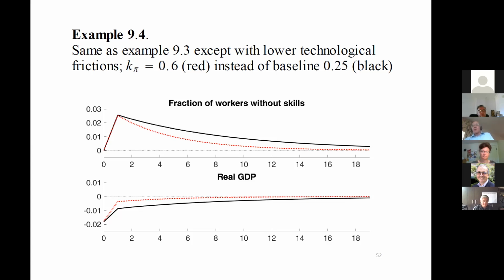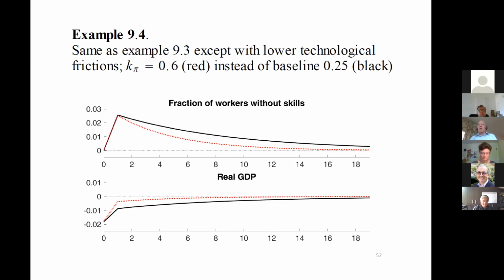So the black was the baseline case where the probability of successfully creating a new good if you try is 25%. For the red, I'm going to look at an economy where it's much easier to create a new good. You've got a 60% chance of succeeding if you try.